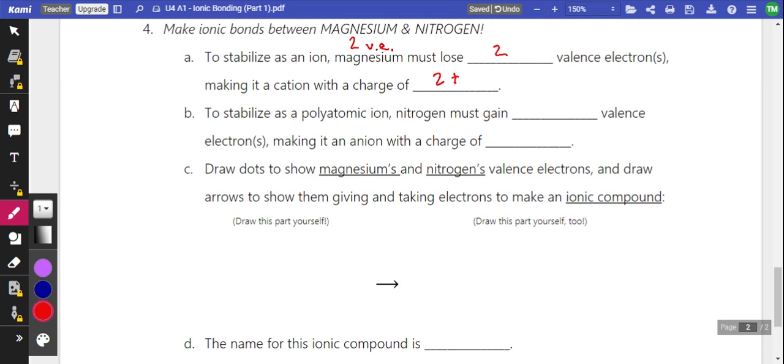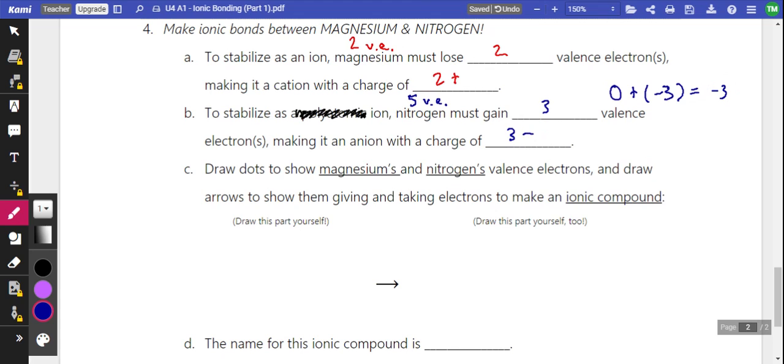If we go and find an ion, we go find nitrogen on the periodic table. Nitrogen is in column 15, meaning it starts with 5 valence electrons. So it is going to need to gain 3 valence electrons to get an octet. And it's going to leave it with a charge of, well, start at neutral plus 3 negatively charged electrons. That leaves us with a negative 3 charge. And we write that as 3 minus.